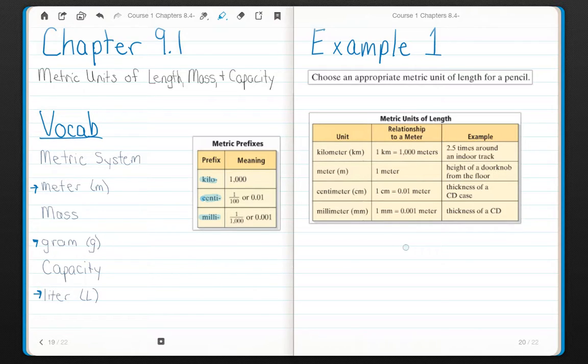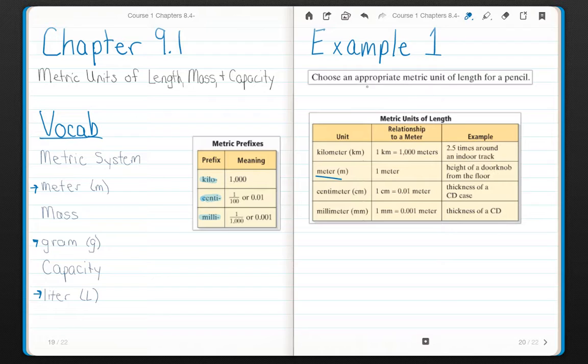So today we're just going to be choosing appropriate units. So in example 1, choose an appropriate metric unit for the length of a pencil. Well, we know that length is measured in meters. It's my base unit. But I can have kilometers or 1,000 meters, about 2.5 times around an indoor track. A centimeter, 1/100th of a meter, the thickness of a CD case. Or a millimeter, 1,000th of a meter, or about the thickness of a CD.